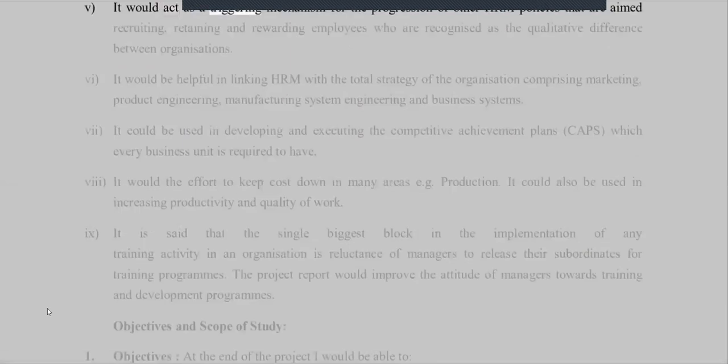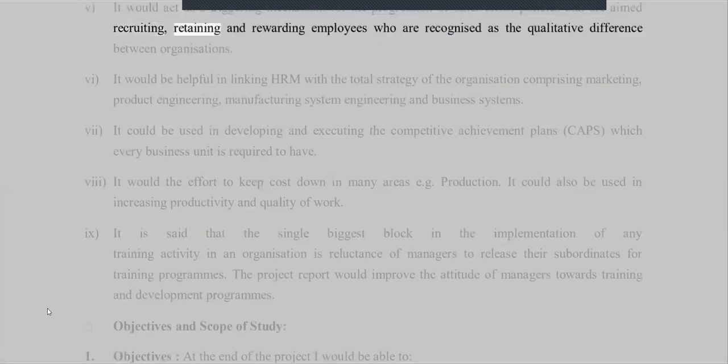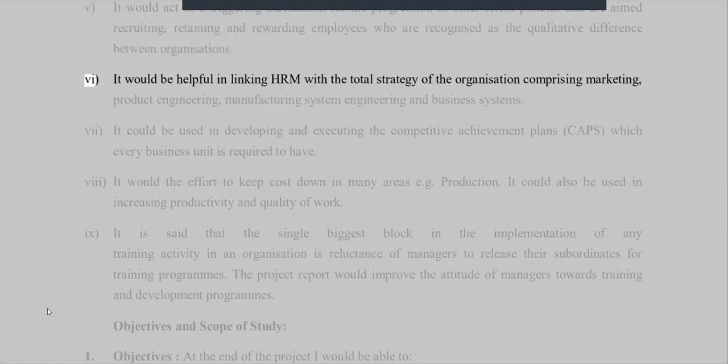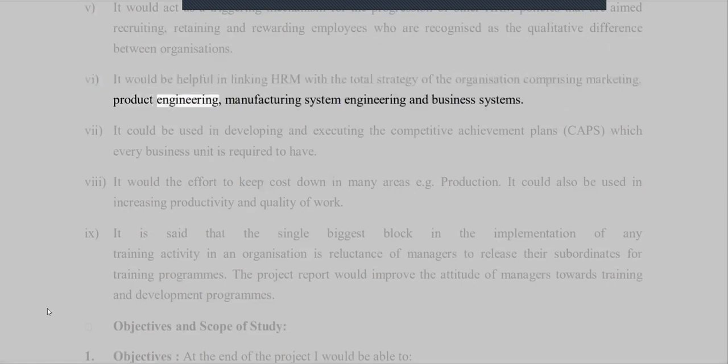5. It would act as a triggering mechanism for the progression of other HRM policies that are aimed at recruiting, retaining and rewarding employees who are recognized as the qualitative difference between organizations. 6. It would be helpful in linking HRM with the total strategy of the organization comprising marketing, product engineering, manufacturing, system engineering and business systems.